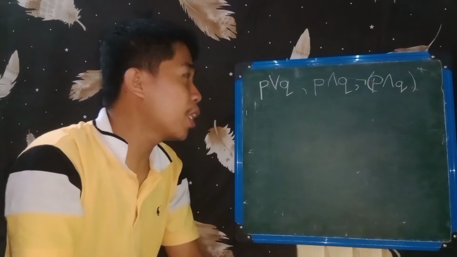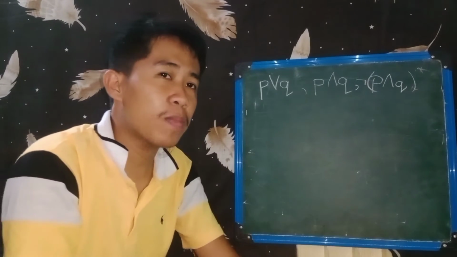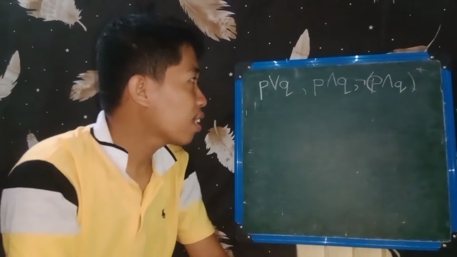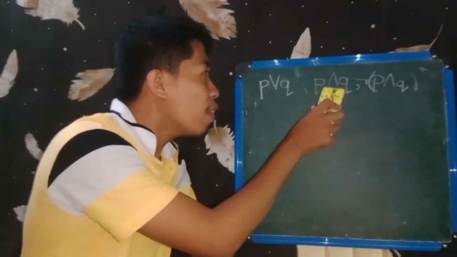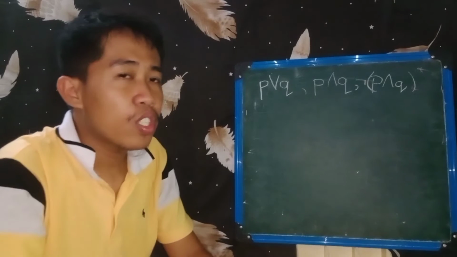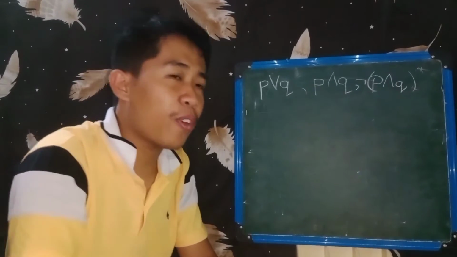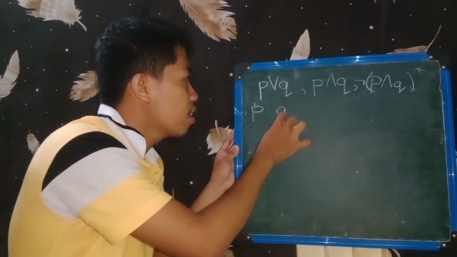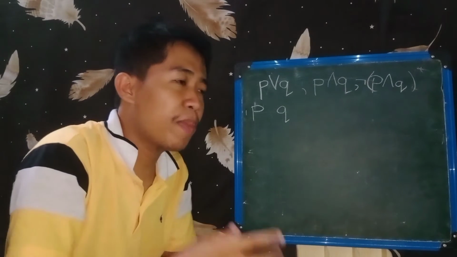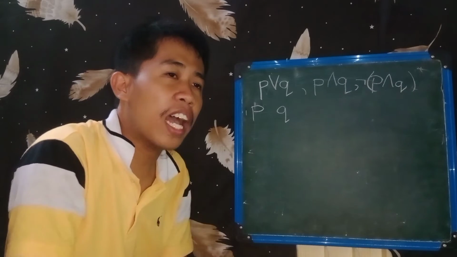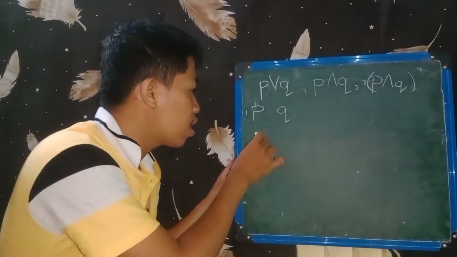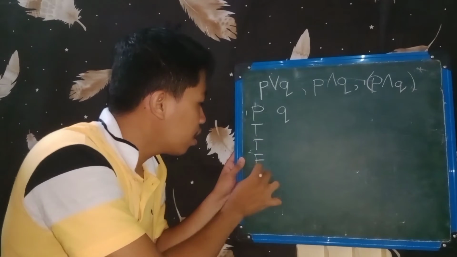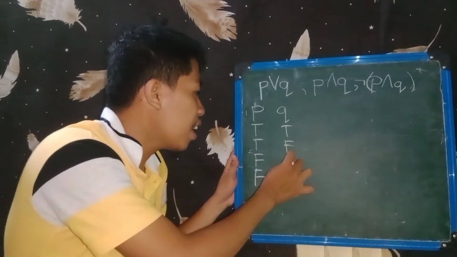So let's now proceed. Say you are asked by your professor or your teacher to draw a truth table for the following operations: P or Q, P and Q, and the negation of P and Q. The first thing to consider is to show the different truth values of P and Q. Since we have two propositions, by using the formula 2 raised to n, you will be able to construct four different combinations of truth values. For the first proposition P, let's say T, T, F, F, then your Q must be T, F, T, F.